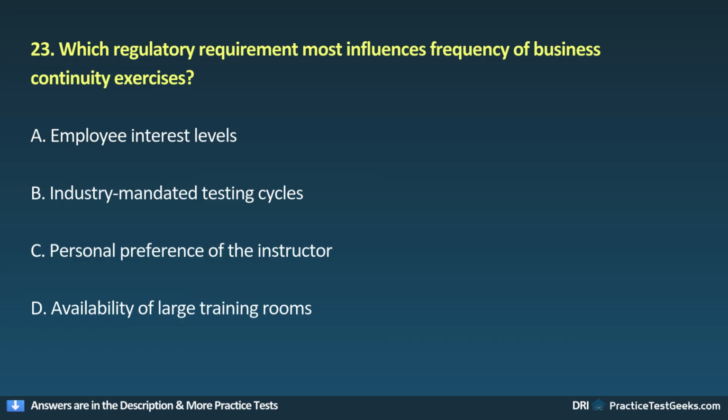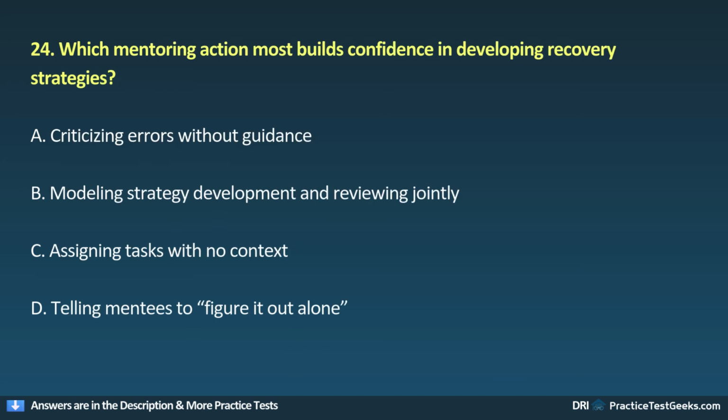23. Which regulatory requirement most influences frequency of business continuity exercises? A. Employee interest levels. B. Industry-mandated testing cycles. C. Personal preference of the instructor. D. Availability of large training rooms.